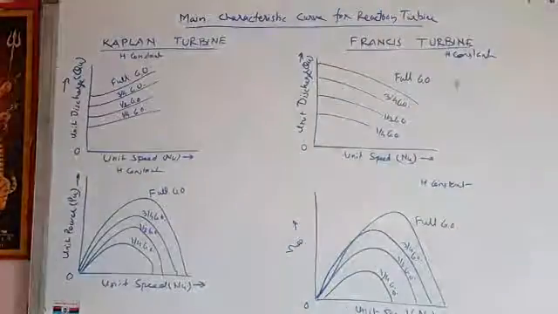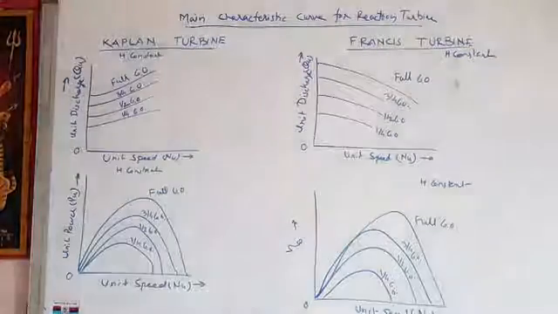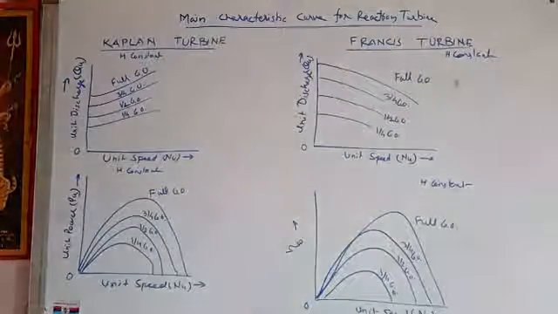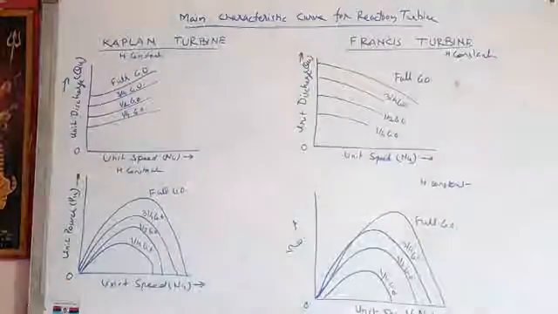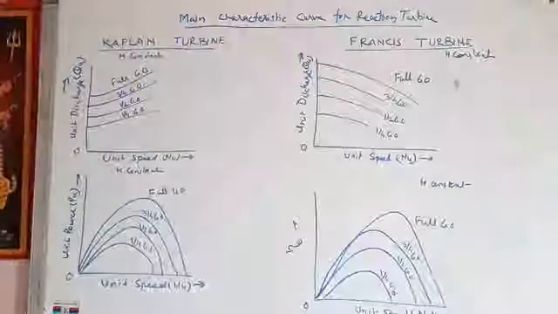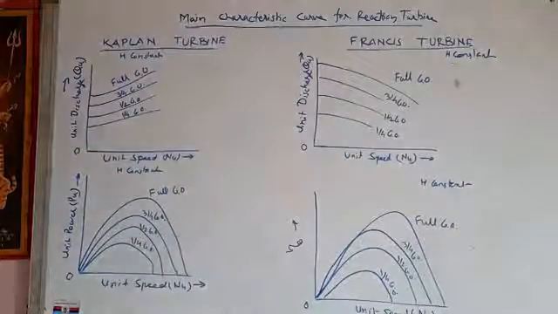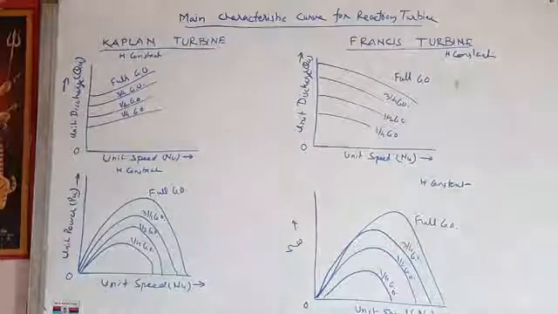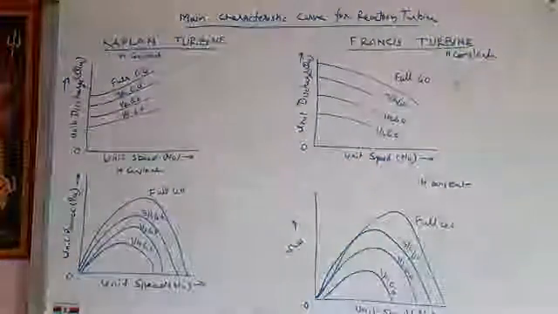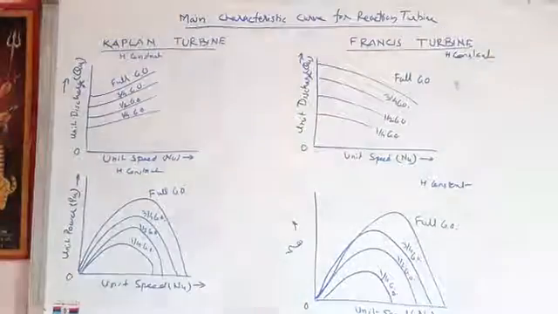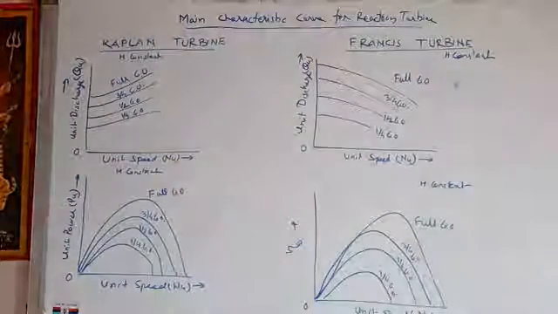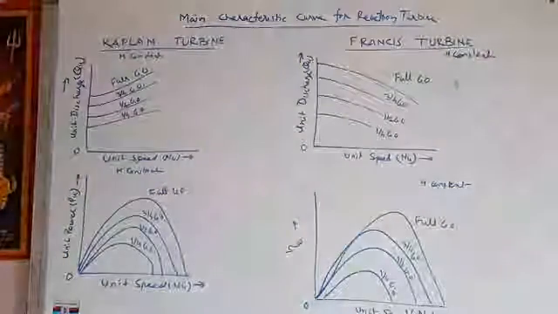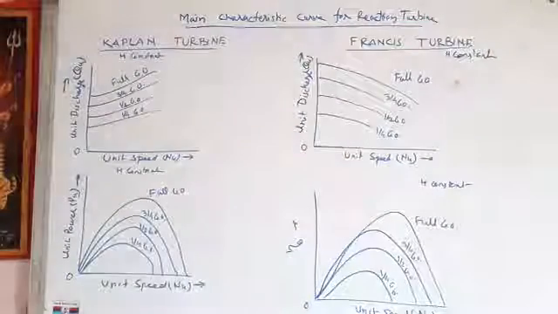So these types of characteristic curves are drawn for different types of turbines, and the turbines are compared with this, and the characteristics have been studied by taking one thing as common. Here head is taken as common in all the conditions, unit speed is taken on the x-axis, and on the y-axis the different factors are considered.